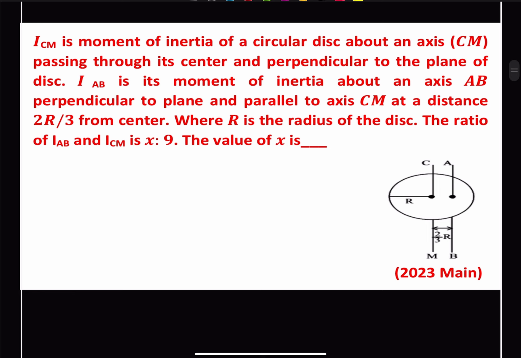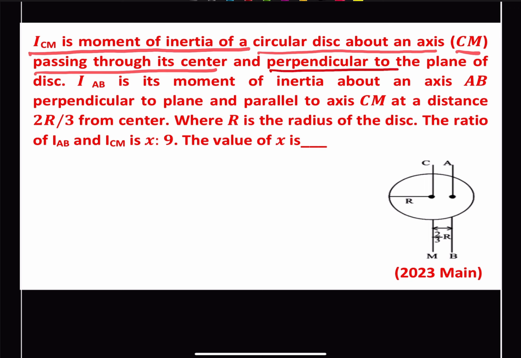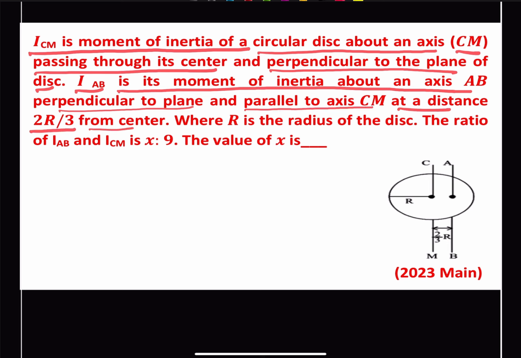It states that ICM is the moment of inertia of a circular disc about its axis CM, passing through its center and perpendicular to the plane of the disc. IAB is its moment of inertia about an axis AB, perpendicular to the plane, parallel to axis CM at a distance 2r by 3 from the center, where r is the radius of the disc. The ratio of IAB and ICM is x upon 9. The value of x is.